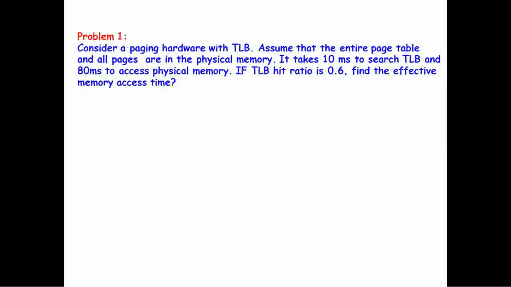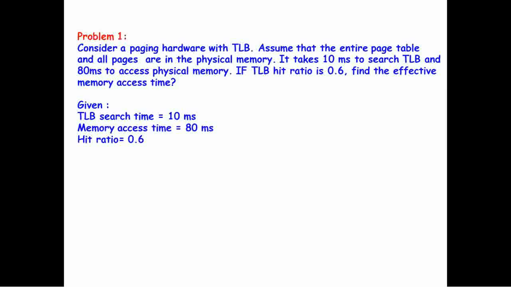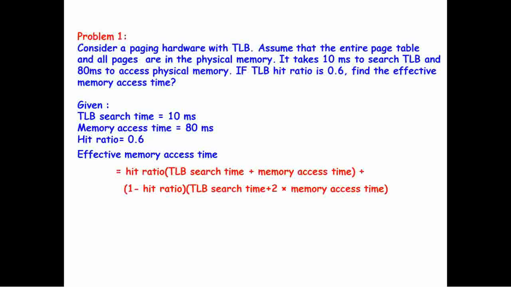Let us write the given data. TLB search time is given as 10 milliseconds. Then memory access time, that is access to physical memory, is nothing but memory access time. It is given as 80 milliseconds. TLB hit ratio is given as 0.6. We need to find effective memory access time. Effective memory access time is equal to, we already know the formula, hit ratio into TLB search time plus memory access time plus 1 minus hit ratio into TLB search time plus 2 into memory access time.